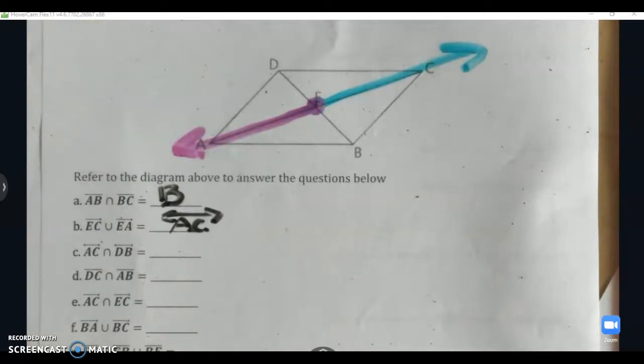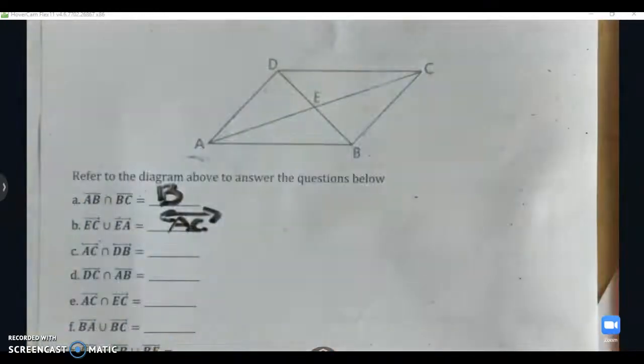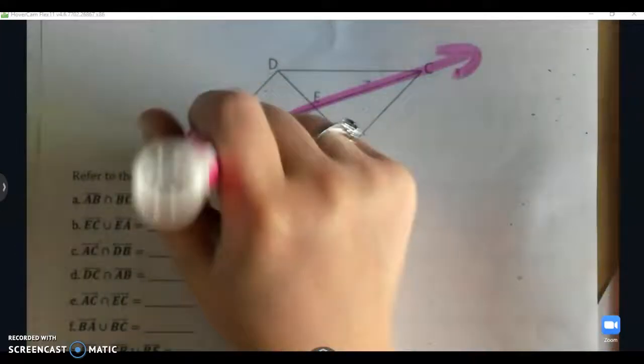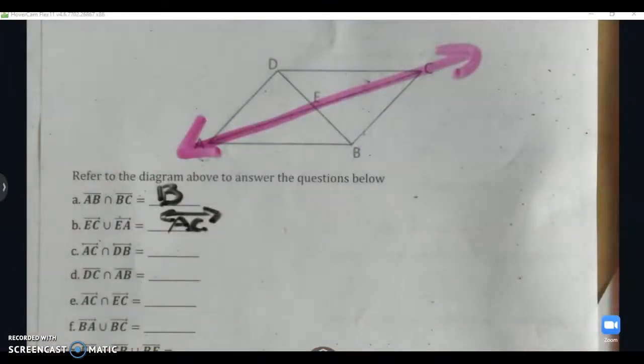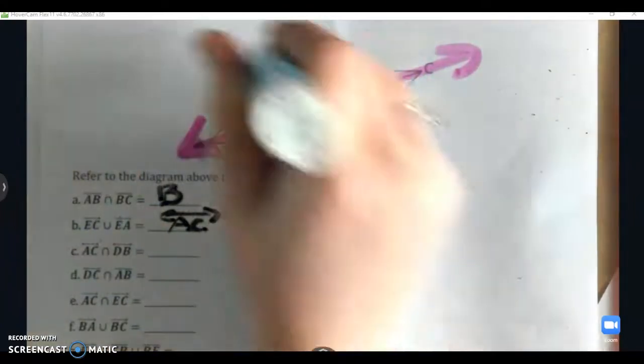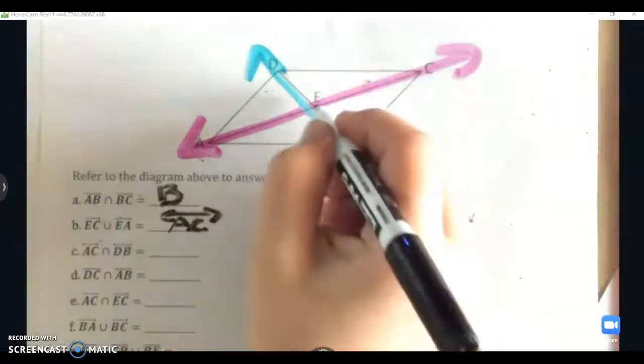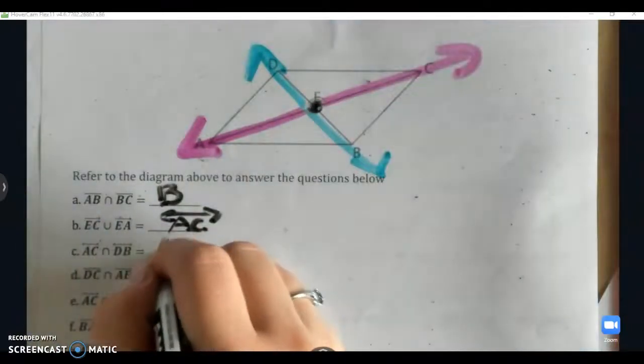Okay, let's look at C. I've got line AC, so it's going off to infinity in both directions, and line DB. And we're looking for the intersection, so where do they touch? Where do they overlap? That would just be at point E.